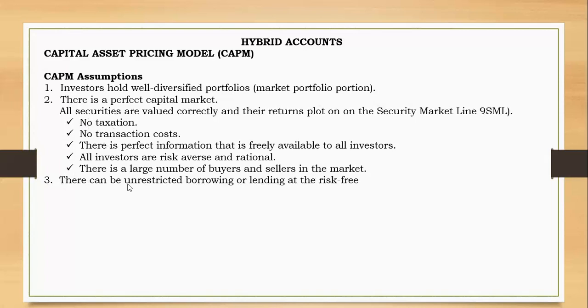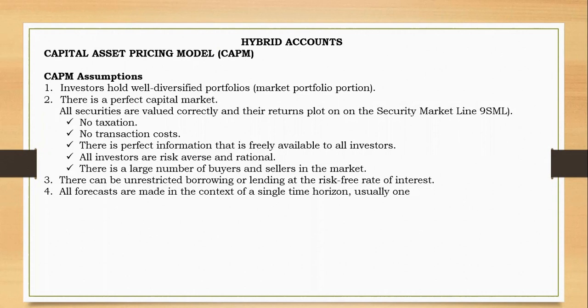Number 3, we say that there can be unrestricted borrowing or lending at the risk-free rate of interest. This one is another assumption which is usually not so relevant. Whenever you need to borrow or lend, you can do that at the risk-free rate of interest, that means at the minimum rate. But usually, as I just showed you, this can be true maybe for governments. But also we say all forecasts are made in the context of a single time horizon.